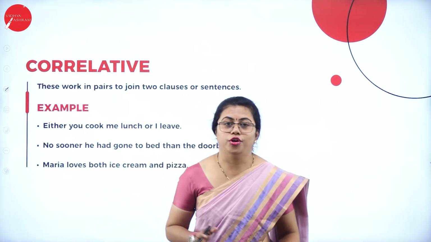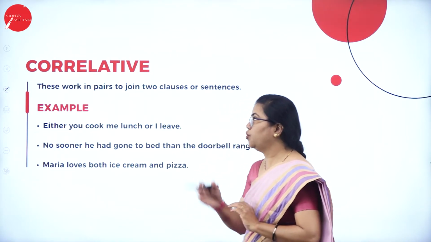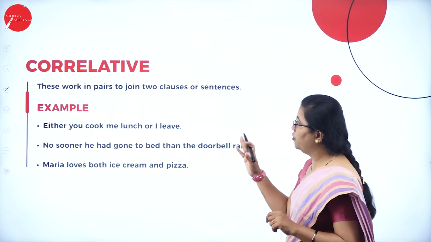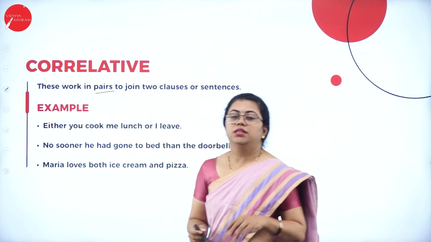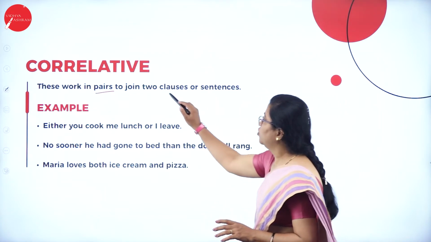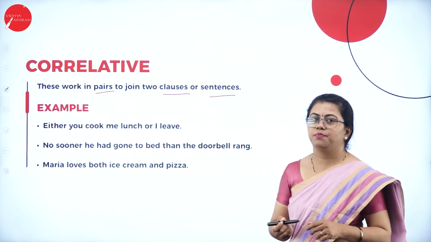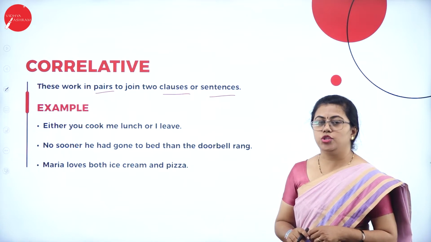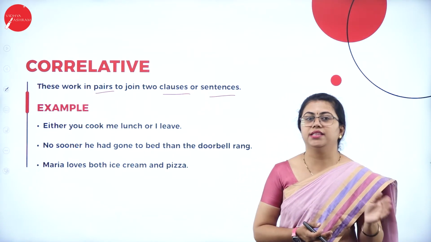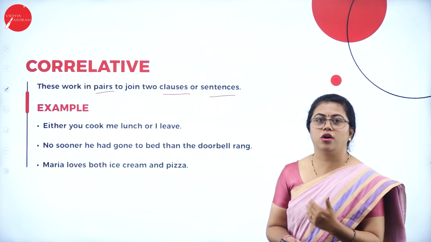Then we move on to correlative conjunctions. What are correlative conjunctions? The first thing you must note is that they are always used in pairs, and they join two clauses or sentences. Two independent clauses only it will be joining, but it is always used in pairs only, like neither nor, not only but also, either or.